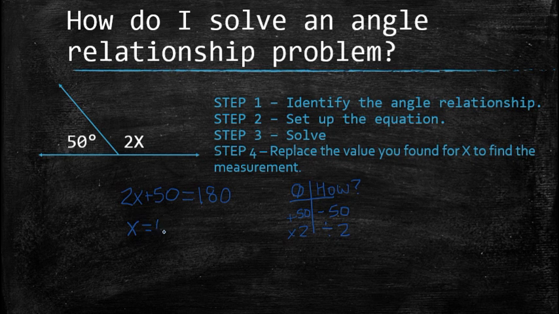x is equal to 65. Now we're not finished yet because you know what x is, but if you notice here it's 2x. So what you have to do is take 2 times 65, and then of course you'll get 130.